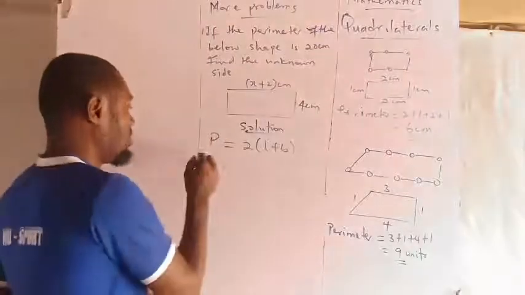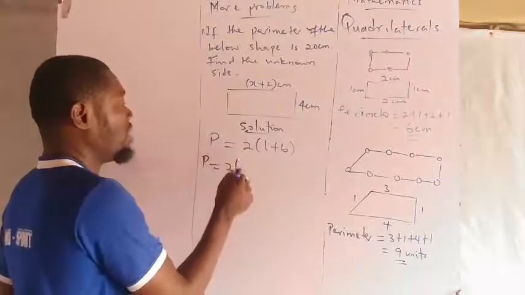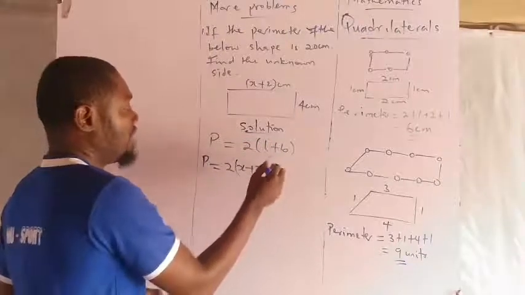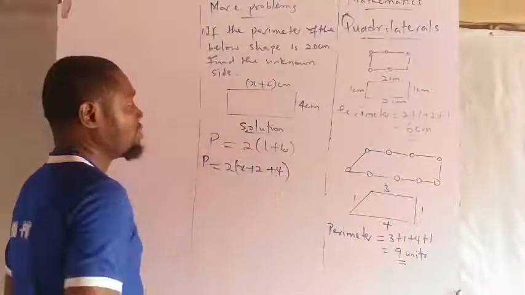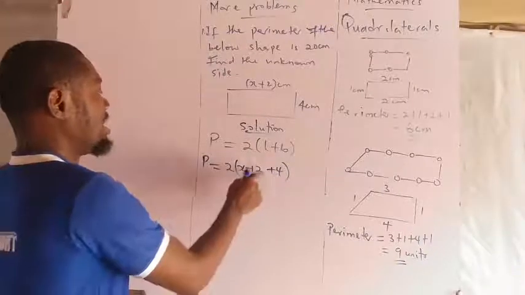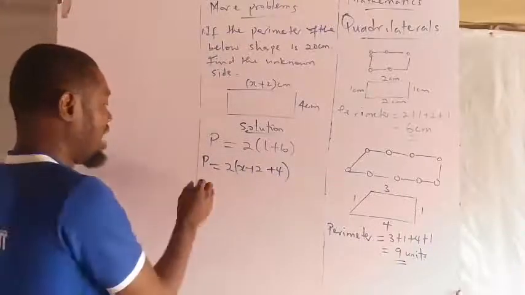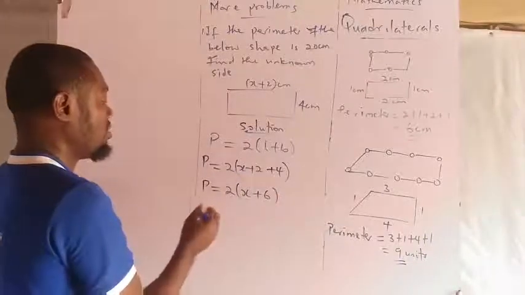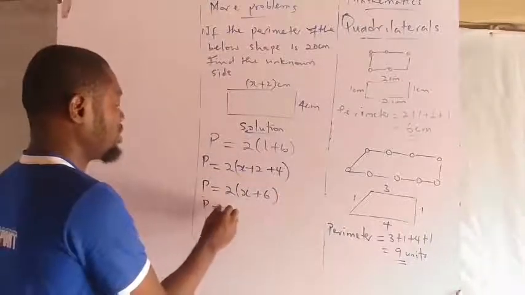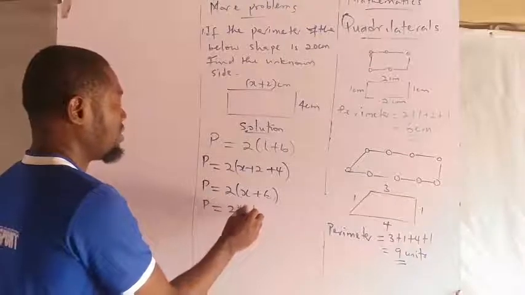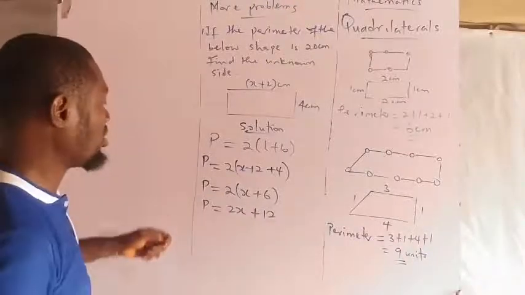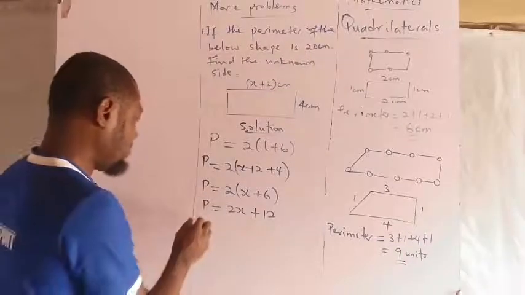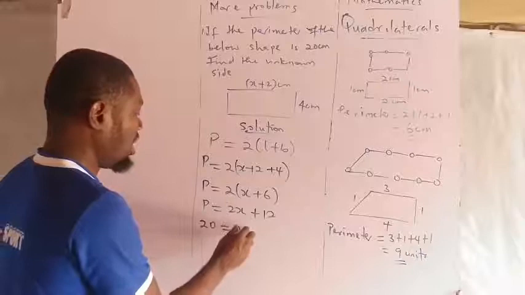So I will have P is equal to 2 into, in place of L I'll write X plus 2, in place of B I'll write 4. That is it. I can deal with what I have inside as P is equal to 2 into X plus 6. By expansion, P is equal to 2X plus 12. Recall the question was perimeter is 20. So in place of P, I'll write 20 is equal to 2X plus 12.